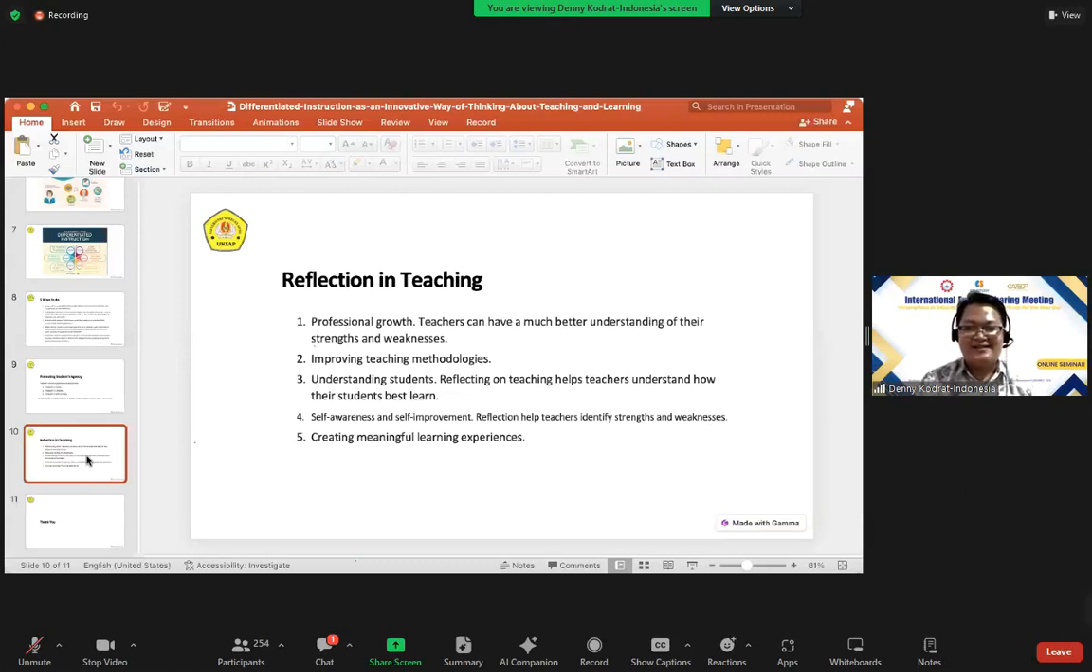And next, self-awareness and self-improvement. Reflection helps teachers identify strengths and weaknesses. And the last, of course, how to make students get the insight after they learn. So, creating meaningful learning experiences.